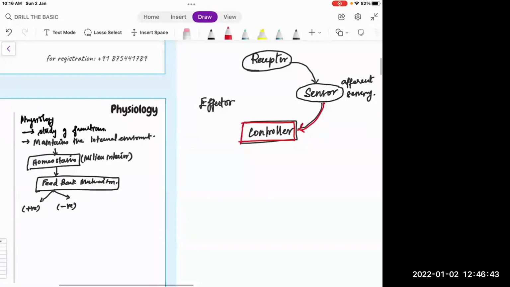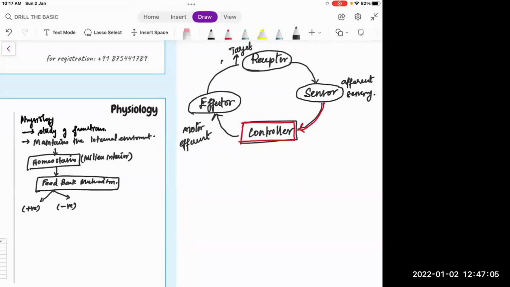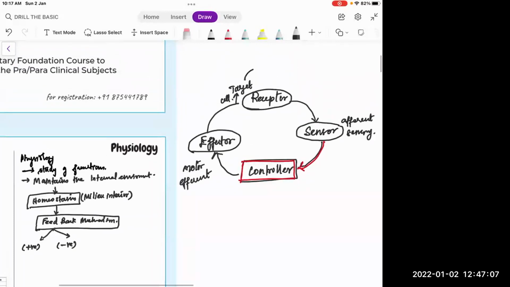Once it is analyzed, the controller will give the signal. This is the motor signal, or the efferent signal, to the effector structure. This effector structure will now go and act on the target cell to correct or rectify the defect and bring it to the normal level. So this is how the homeostatic mechanism is functioning.